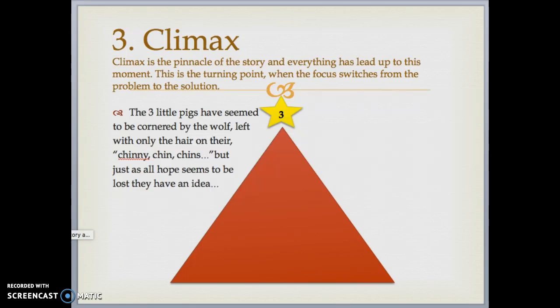Number 3. Climax. Climax is the pinnacle of the story, and everything has led up to this moment. This is the turning point, when the focus switches from the problem to the possible solution.